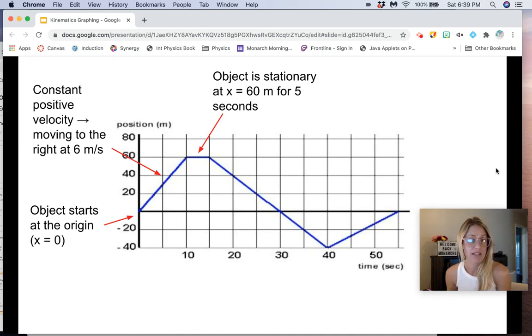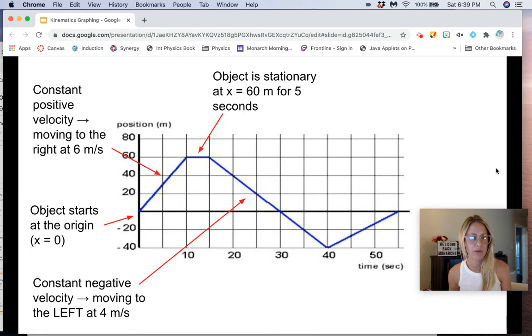We can even find our velocity there. The rise in this case is going to be 60 plus 40, which is 100, divided by the run, which is, I can't do math in my head right now, 40 minus 15, which is 25. So 100 divided by 25 is 4. So this is going to be a velocity of 4 meters per second, but headed to the left. So really a negative velocity. We have a constant negative velocity, moving to the left at 4 meters per second.